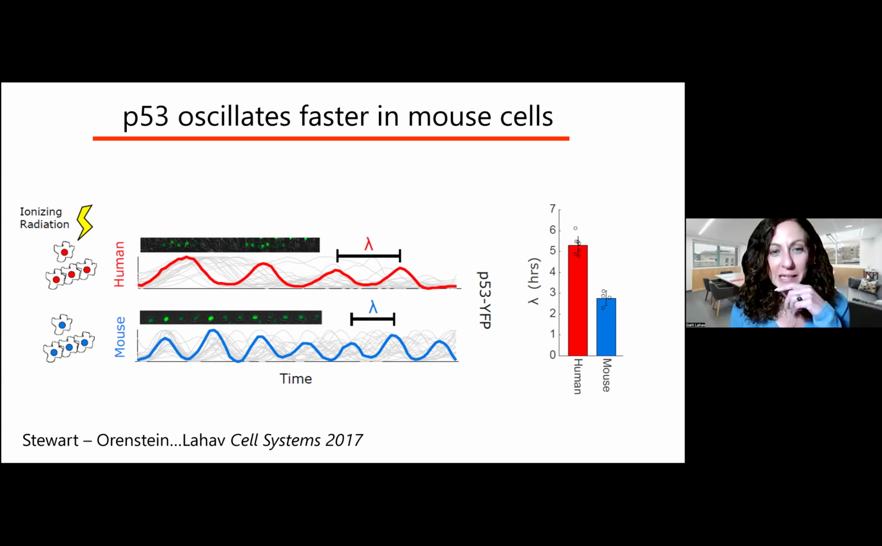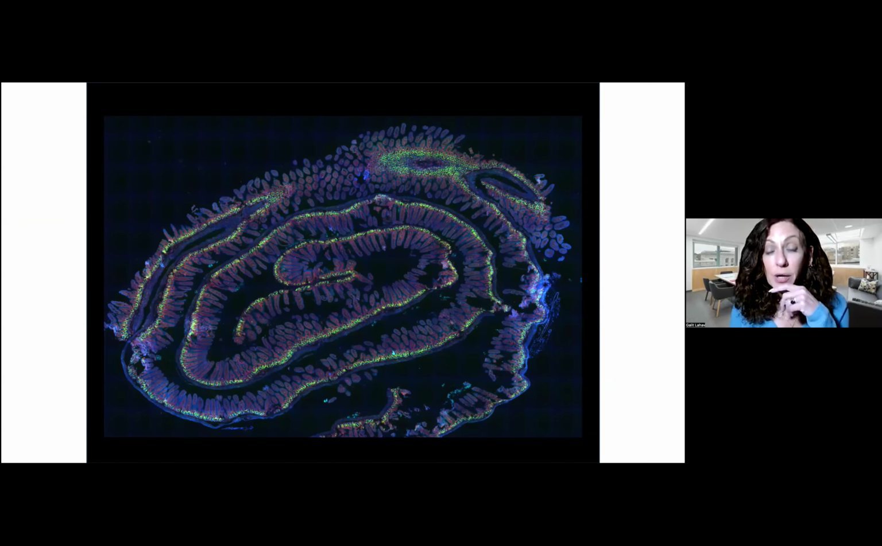We don't fully understand. But we did have one study in which we looked at P53 in vivo. We don't have a live reporter to look at P53 in mice, so we took snapshots, right? We basically used antibodies to look at P53 levels in different tissues after radiation. This is just an example of the small intestine with an antibody that's showing P53. The green color is P53. I'm showing it just because I think it's really, really pretty.